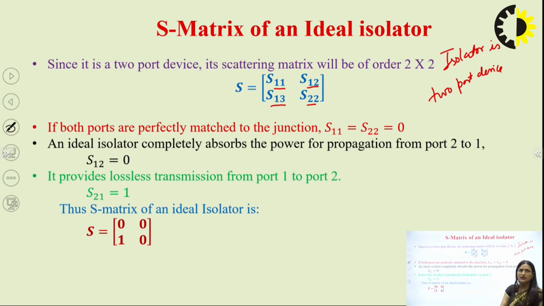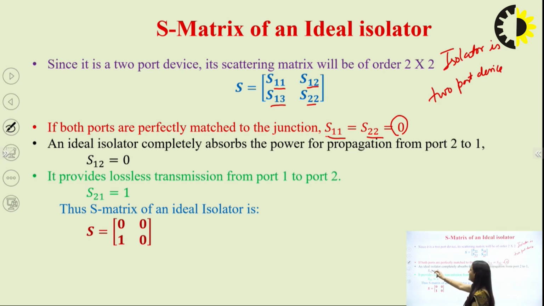Now we will discuss various properties of the isolator. If both ports are perfectly matched to the junction, it means there is no reflection from the port itself. So if the ports are perfectly matched, then S11 and S22 both will be 0. Anything which you give at port number 1 will not reflect back to port number 1, and anything given to port number 2 will not reflect back to port 2 itself, because both are perfectly matched.